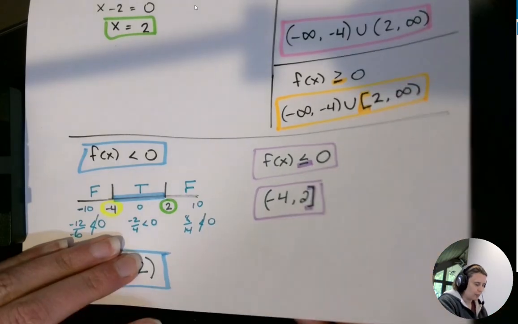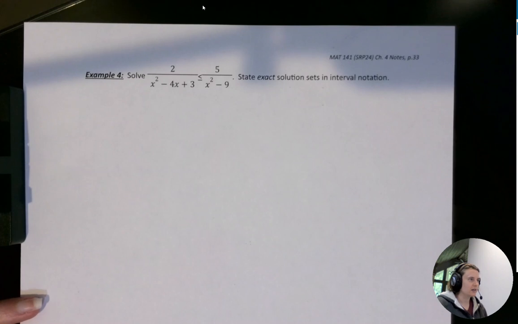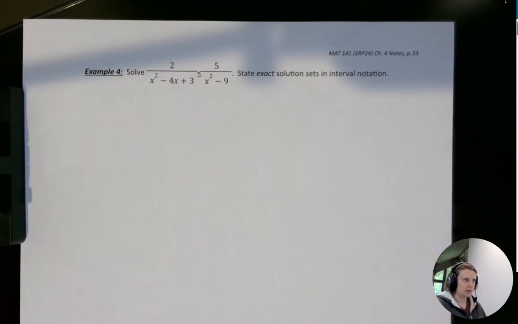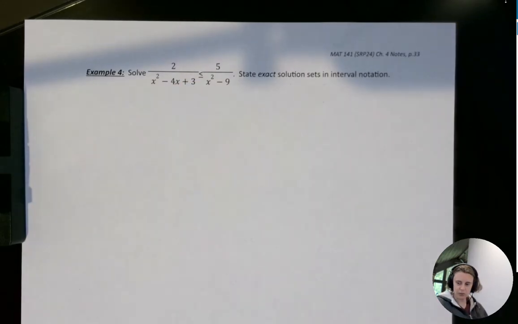All right, I believe we have one more example. So let's look at the last page here. Solve this inequality, state the exact solution set in interval notation. I see I've got a less than or equal sign, so we'll get a chance to use those parentheses and brackets appropriately here.